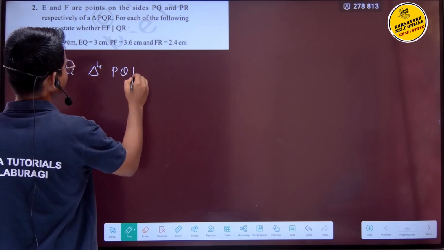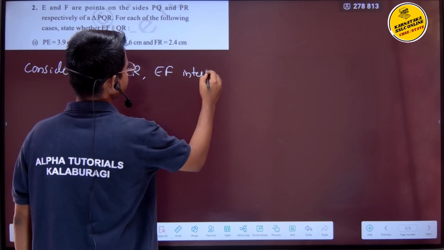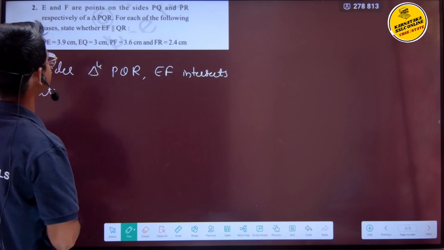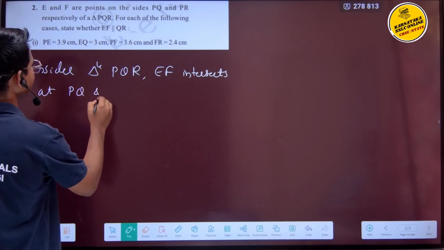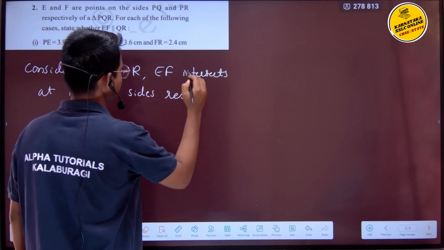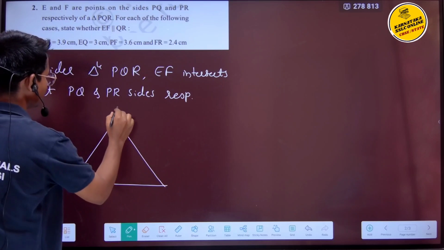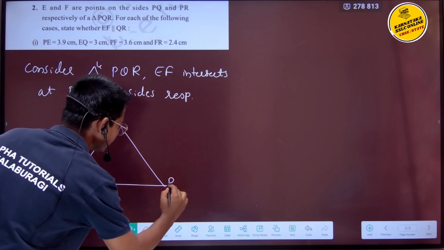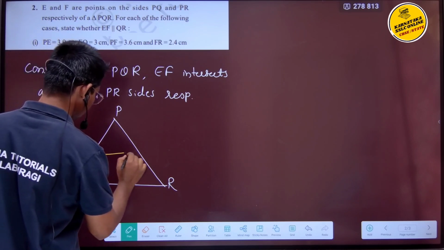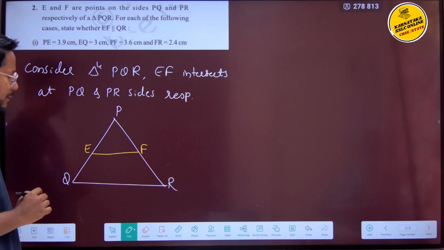Triangle PQR, where EF intersects the sides PQ and PR respectively. So we'll draw triangle PQR. Now let me take EF. I'm not saying EF is parallel. We just need to check whether EF is parallel or not.